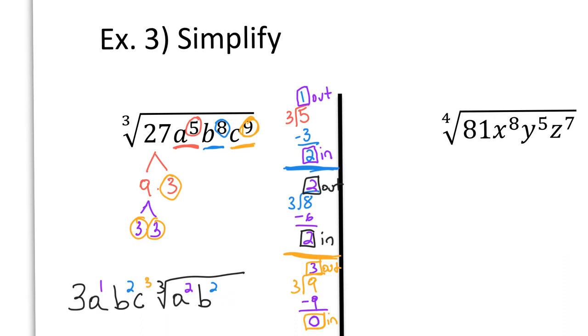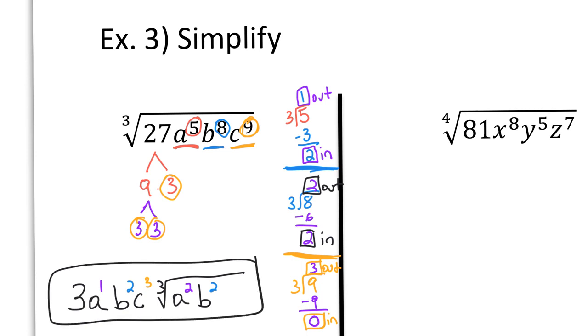And that's my answer. Now, you don't need the exponent of 1 here for the a, so we have 3ab squared c cubed times the cube root of a squared times b squared.